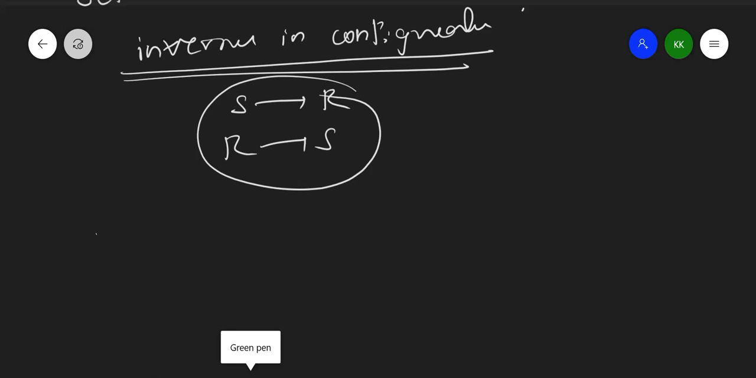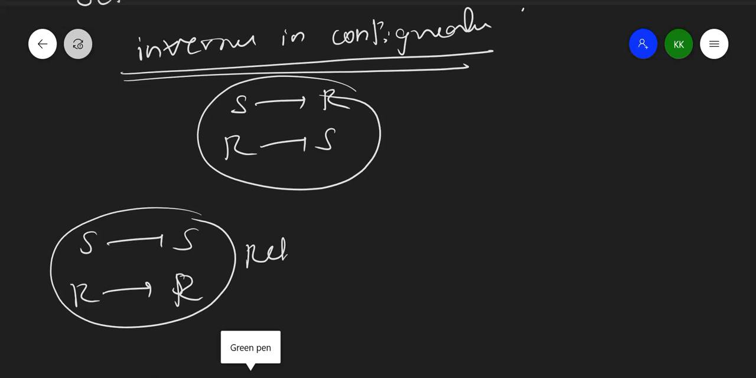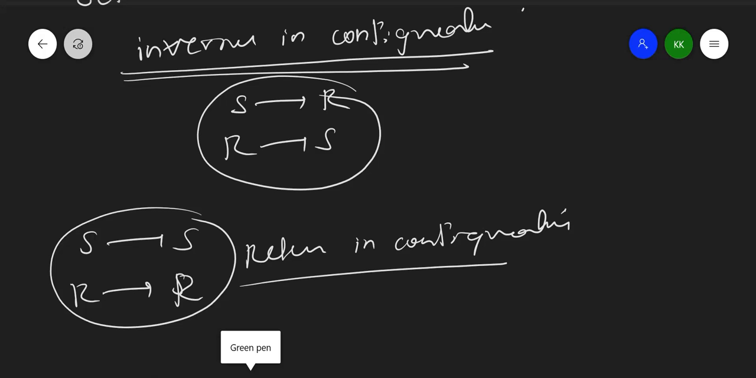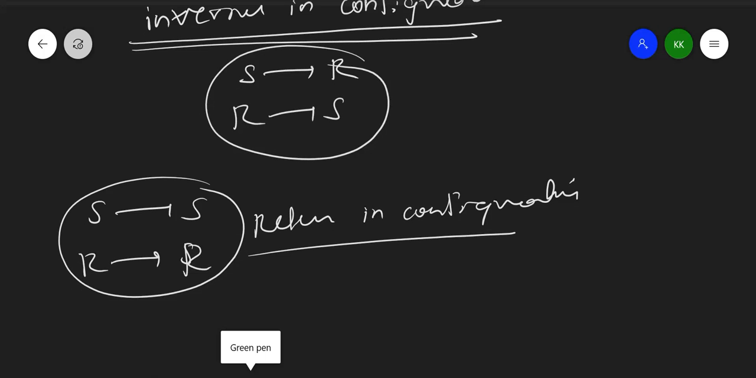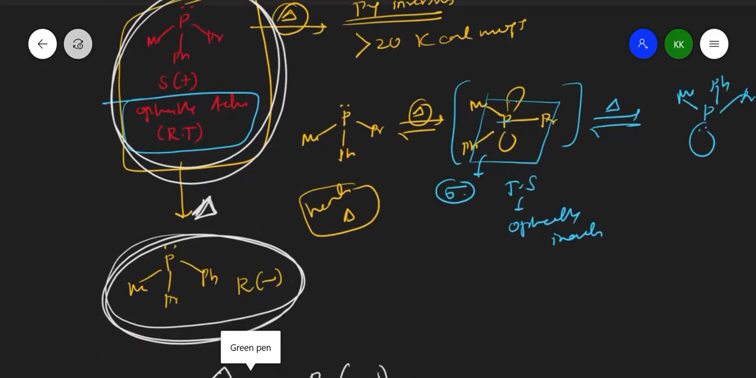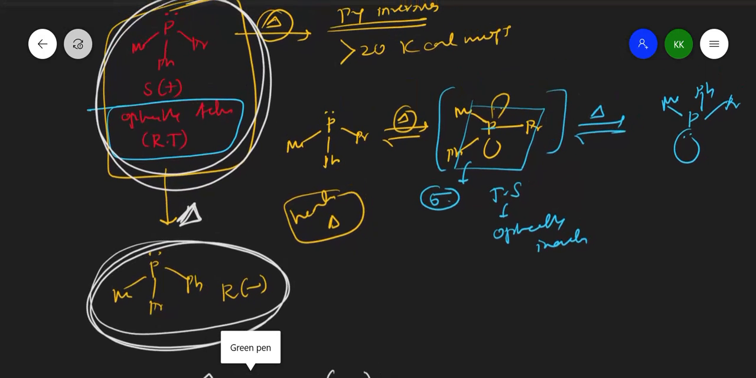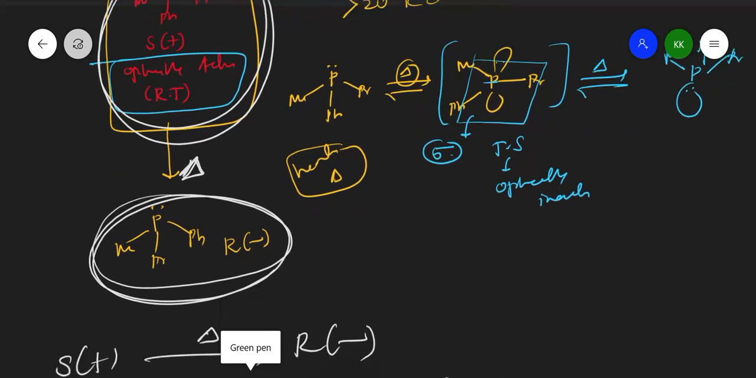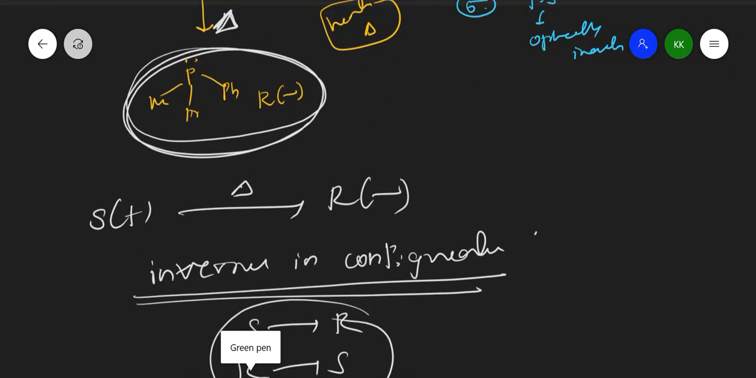And also we studied S remains S or R remains R. That we call retention, retention in configuration. These things you should know, right? So retention in configuration, S remains S, R remains R. Inversion means S becomes R, R becomes S. So here if you see above, initially it was S plus, now it has become R minus, right? So this is nothing but inversion in configuration. These reactions they will ask, right?